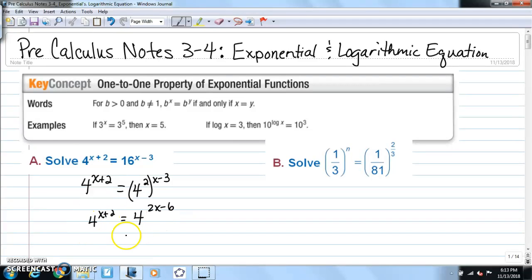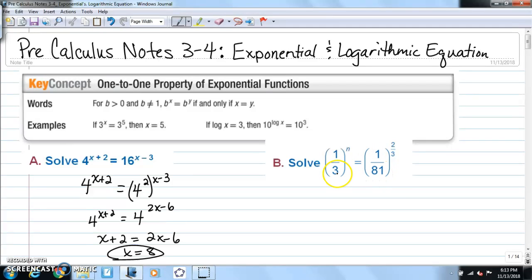Well, these bases are the same, so now that means that my x plus 2 has to equal my 2x minus 6, and then I simply solve that, and I'm going to get x equals 8. Okay, and you can put it in there and check it out. So let's try this one.